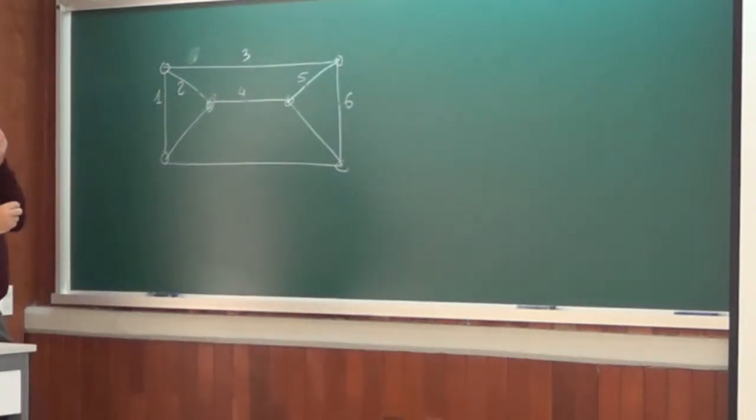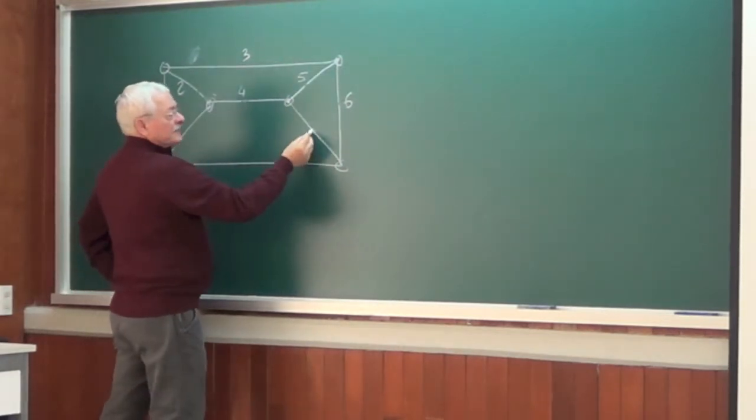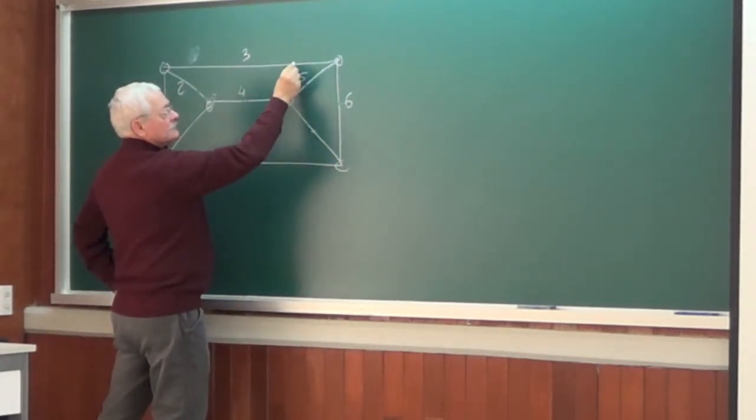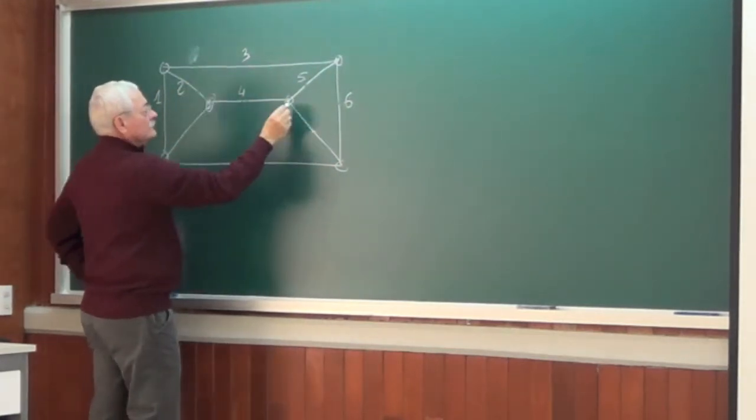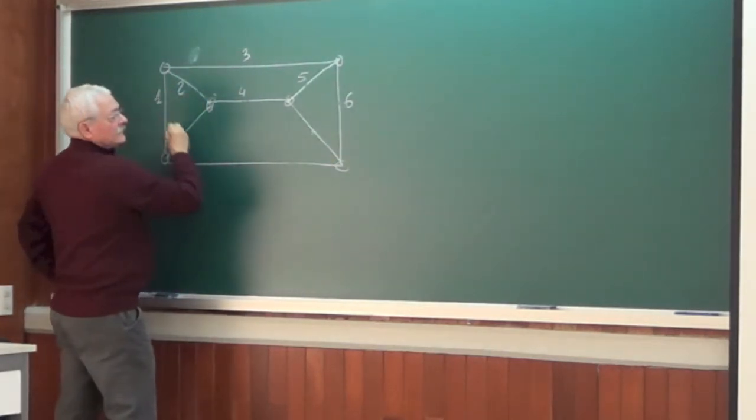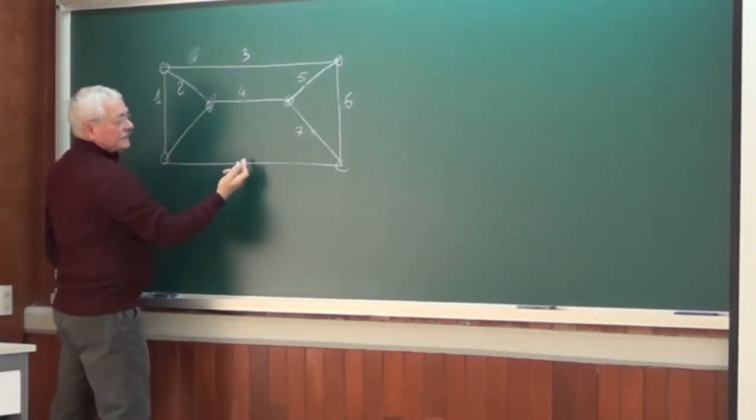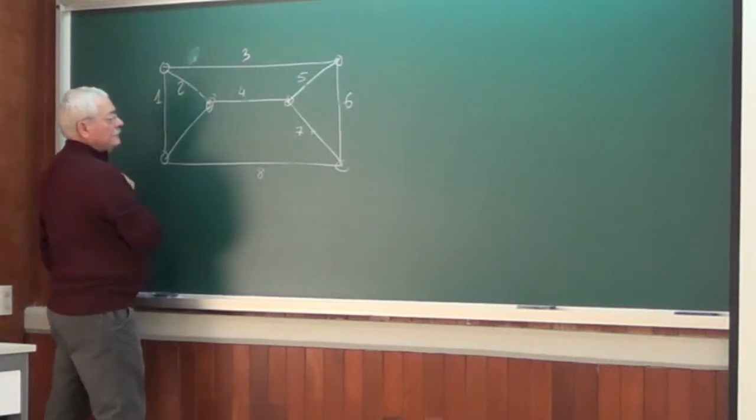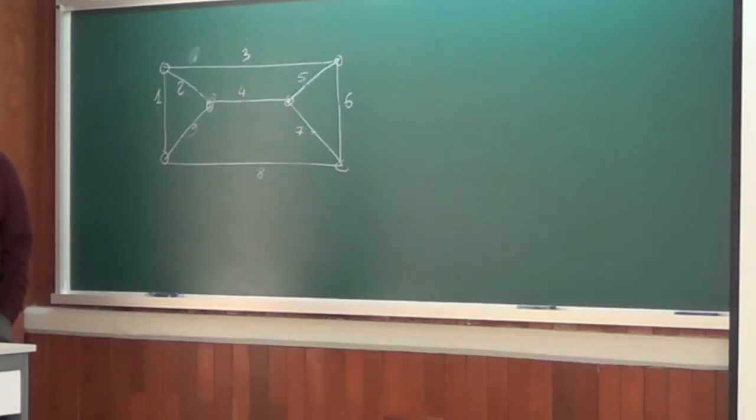Okay? Now I consider this one. The color must be different from this one, and this one. Because of distance 2, different from this one. Different from this one, distance 2. You have 1, 2. This one must be different from this one. So I need that. Then for this one, we can see easily that we need a different color also, and here it is black. Okay? And this graph is now colored. So the condition is very strong.